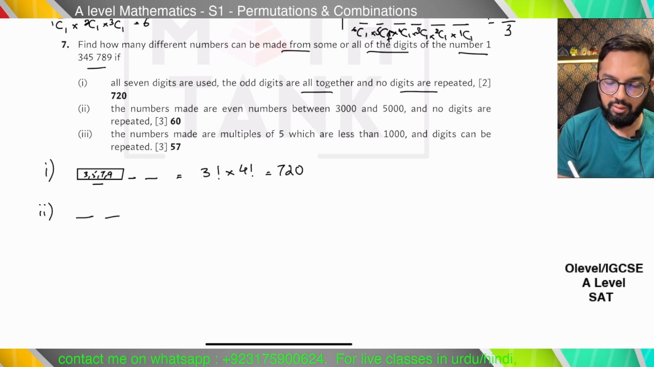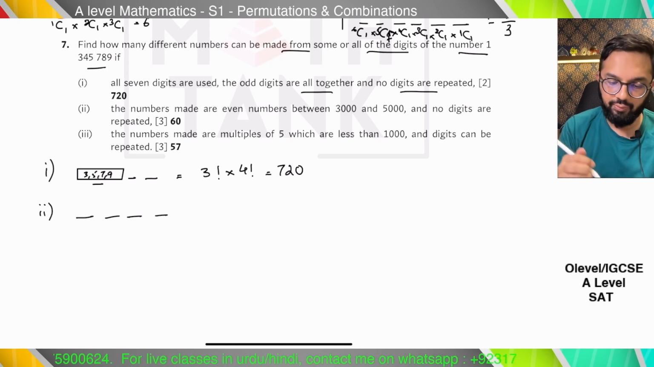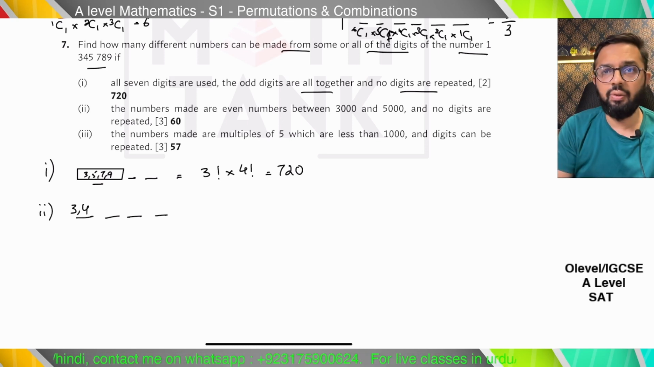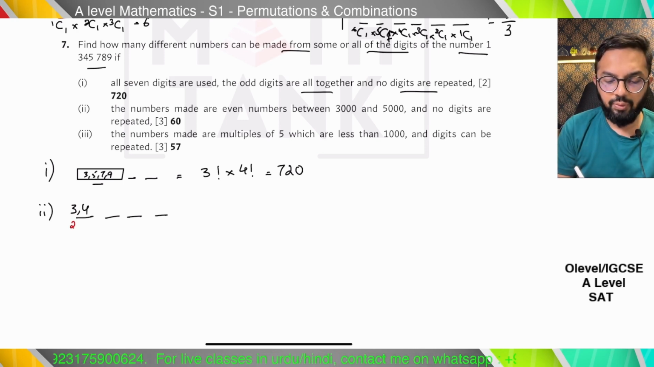Yes. Part 2. It says the numbers made are even numbers between 3000 and 5000 and no digits are being repeated. So 4-digit numbers because 3000 to 5000. What can I start off with? I can start off with 3 and 4. I can't start off with 5, a number is going to be greater than 5000 then. So I have two choices.